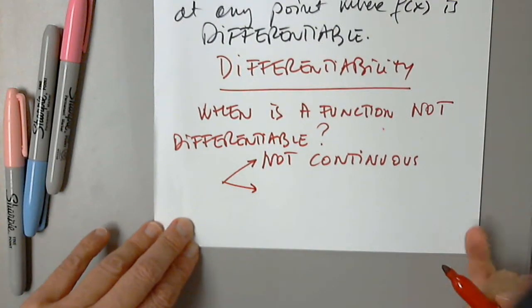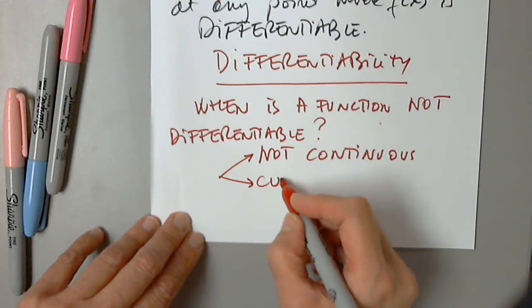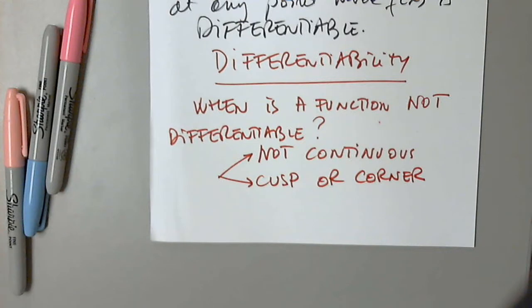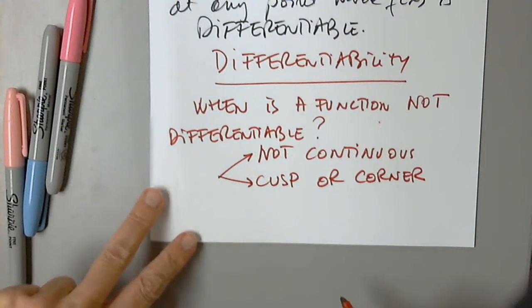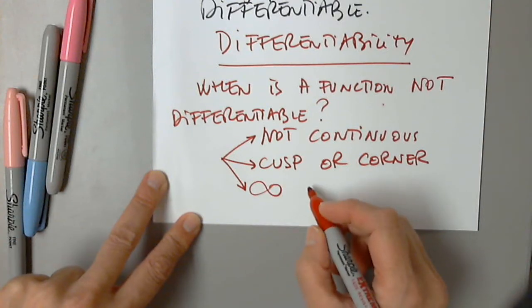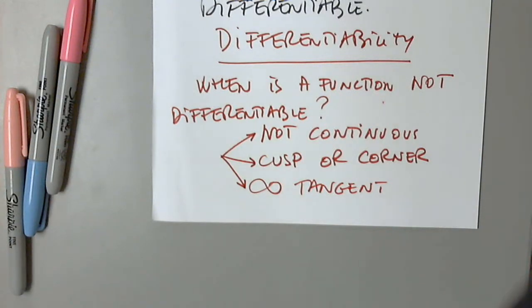Second option, a function is not differentiable if it has a cusp or corner. If it has a cusp or a corner, it's not differentiable there, and I'll explain. Third, when a function has an infinite tangent, I'll give you examples from all three. If a function is continuous but has an infinite tangent at that point, the function is not differentiable, it does not have a derivative.